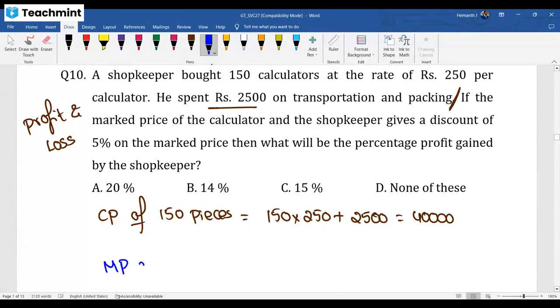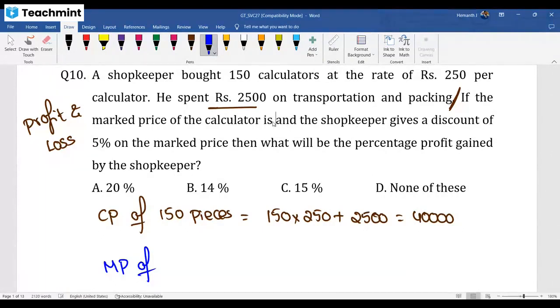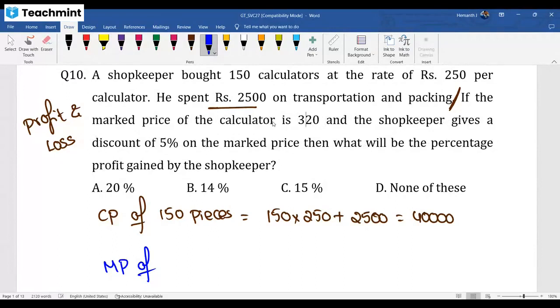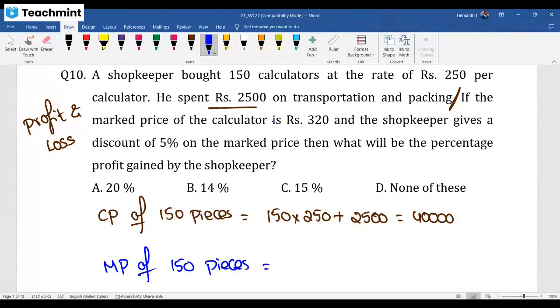So each calculator was purchased for 250 rupees. Now they mark the price of the calculator as 320 rupees per calculator. The marked price of 150 pieces: 150 calculators, each one 320 rupees, becomes 48,000. They mark it for a high price obviously. Then, for selling the products, they announce discounts. Now they said here 5% discount.